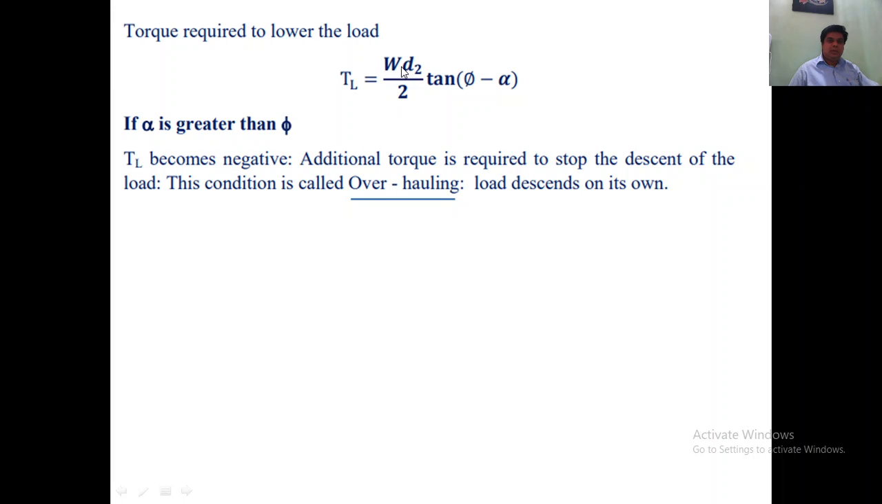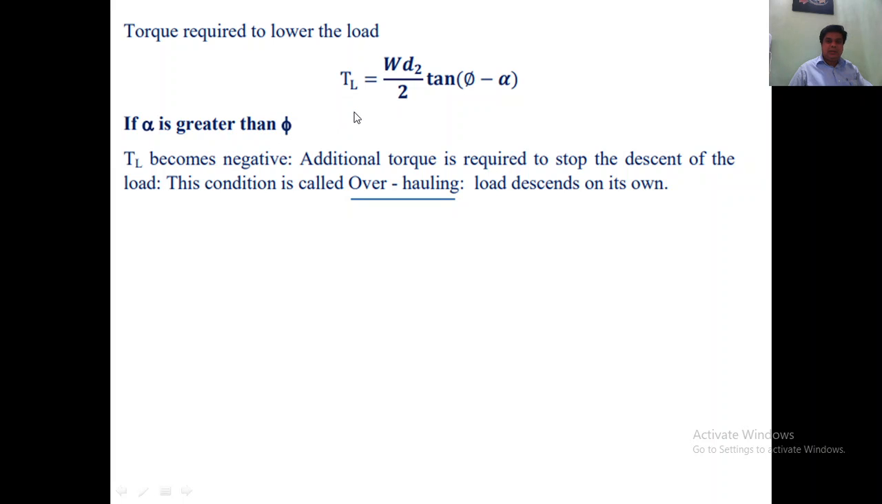If we come to the equation we derived in the previous session, we derived the force and the torque with respect to the load being lowered. This is phi minus alpha here. This is the torque required to lower the load. Using this equation, suppose alpha is greater than phi. What will happen? The torque will become negative.